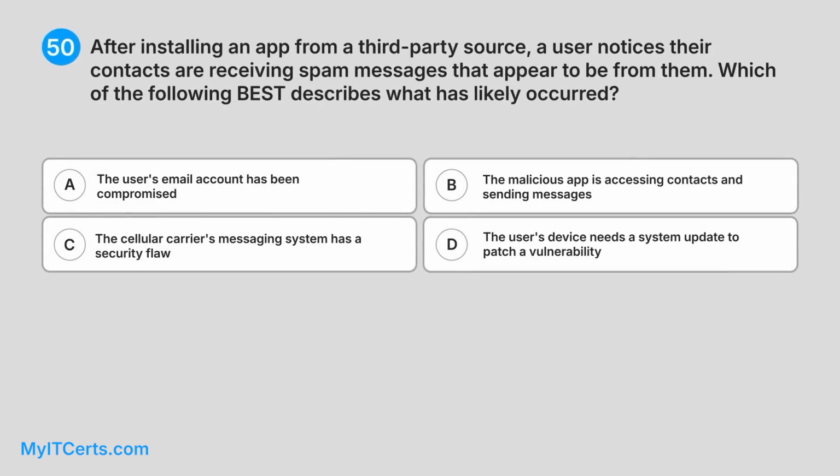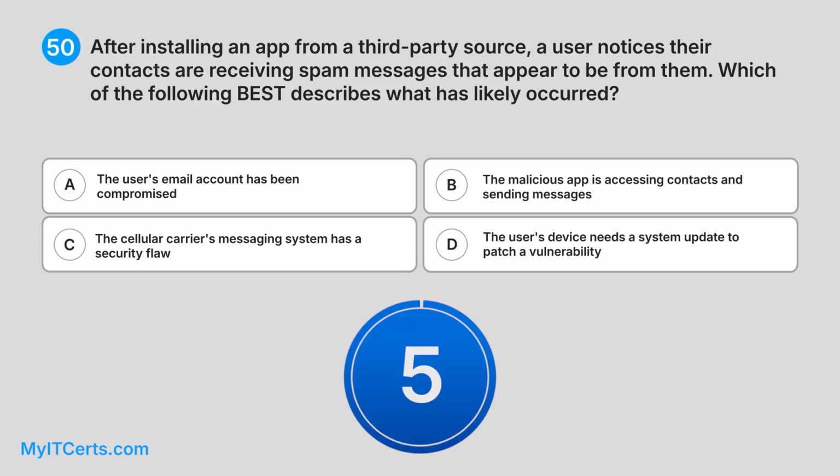50. After installing an app from a third-party source, a user notices their contacts are receiving spam messages that appear to be from them. Which of the following best describes what has likely occurred? A. The user's email account has been compromised. B. The malicious app is accessing contacts and sending messages. C. The cellular carrier's messaging system has a security flaw. D. The user's device needs a system update to patch a vulnerability. What do you think is the answer?